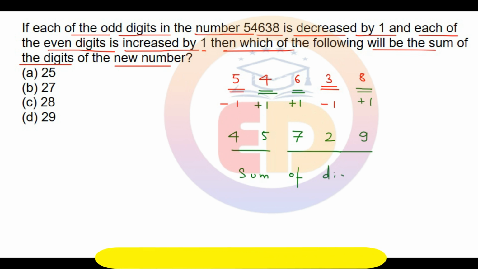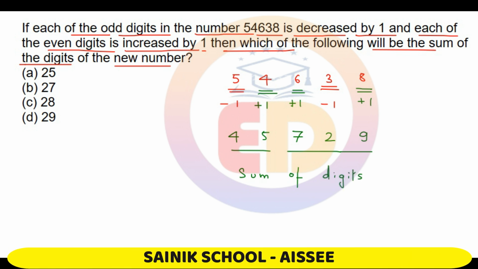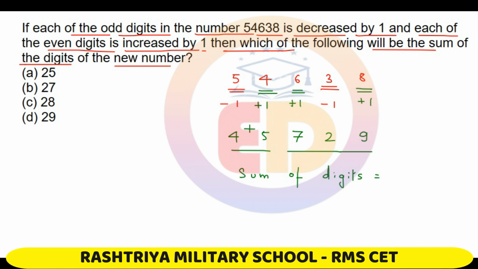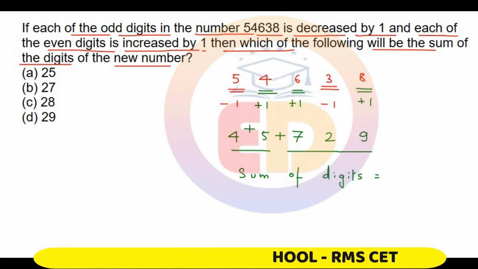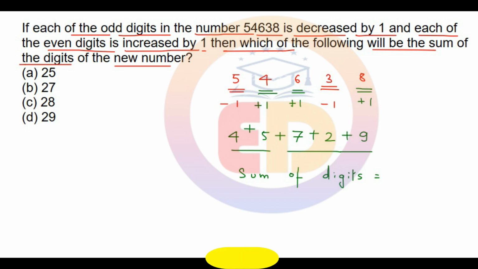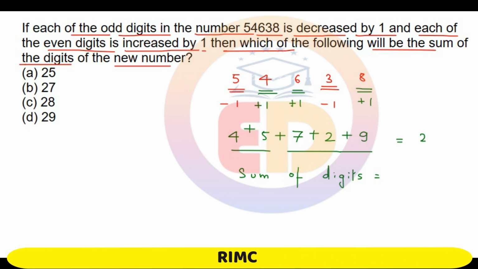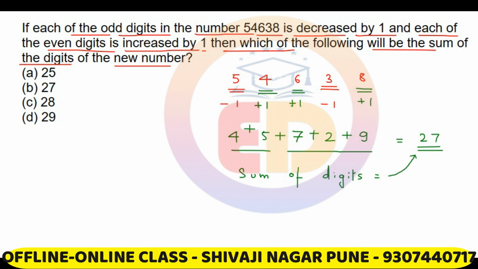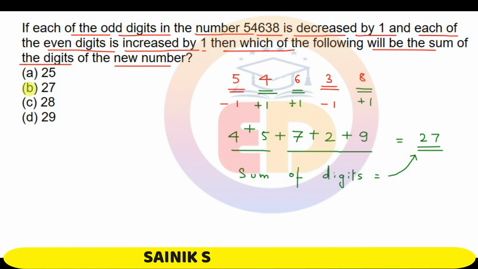Let us add the digits and find out the answer. 4 + 5 is 9. 9 + 7 is 16. 16 plus 2 is 18 and 18 plus 9 is 27. So the sum of the digits is 27. Our answer is option number B.